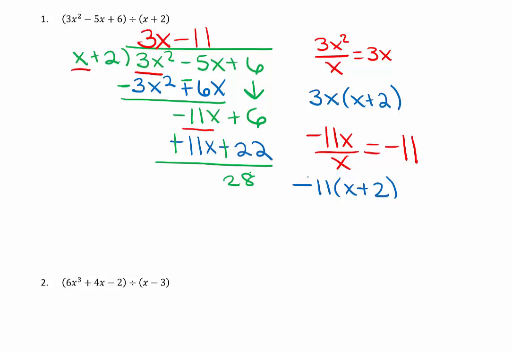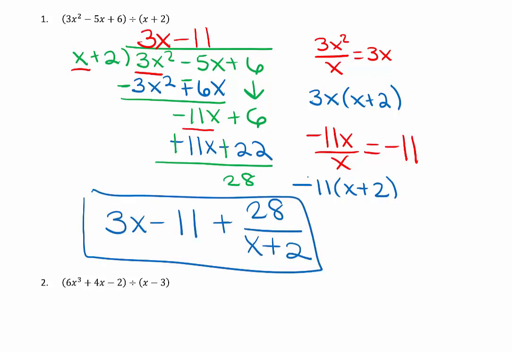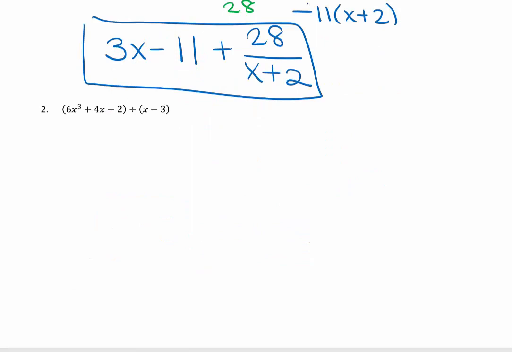That's my remainder. To finish the problem, I write down the quotient, the 3x minus 11, and then I'm going to write that remainder as a fractional part, exactly like what I did with numbers. I write it as the remainder, which is 28, over the divisor, x plus 2. All right, let's do one more example.